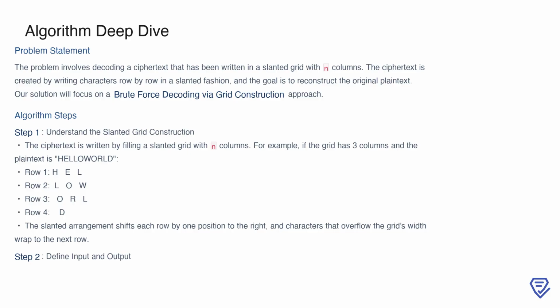To achieve this, we'll use a brute force approach where we first reconstruct the slanted grid and then decode the plaintext from it. Let's begin by understanding how this slanted grid is constructed.